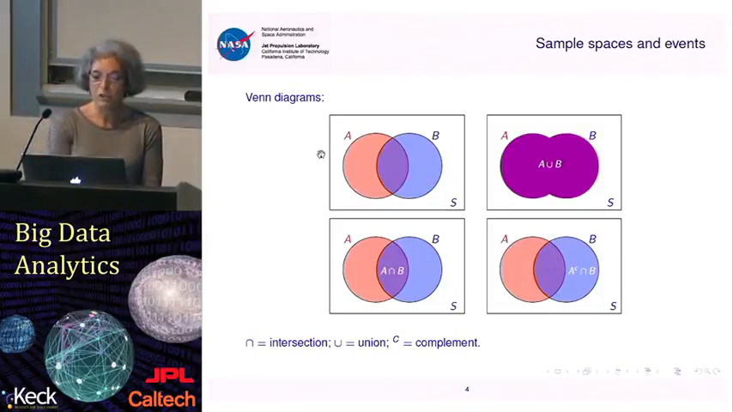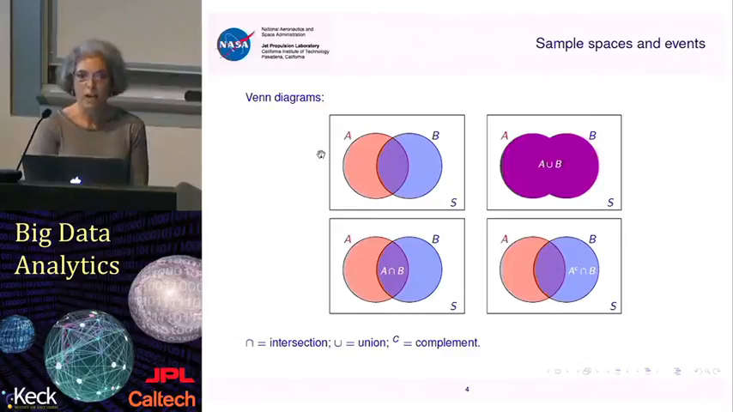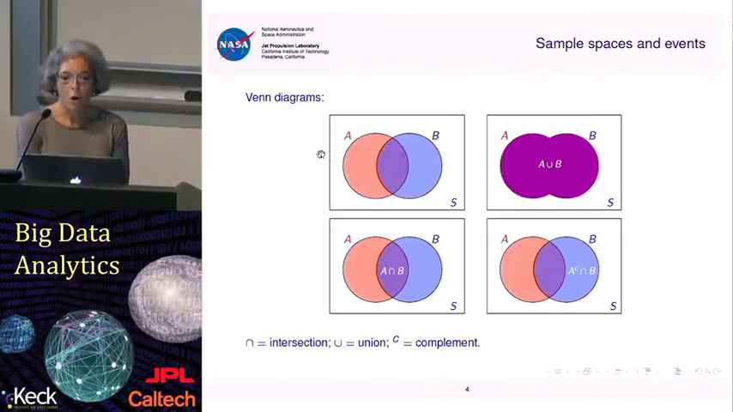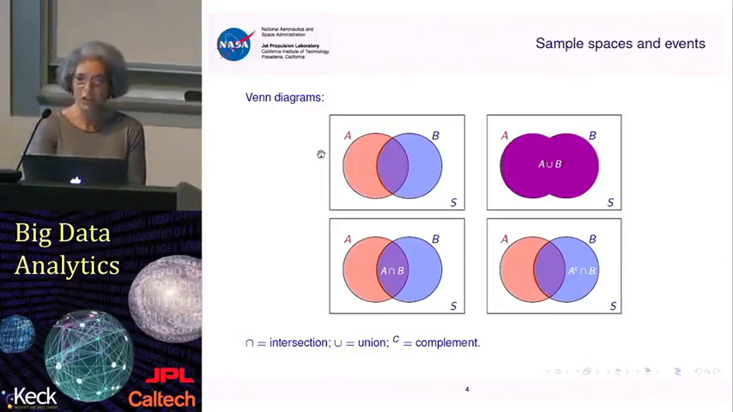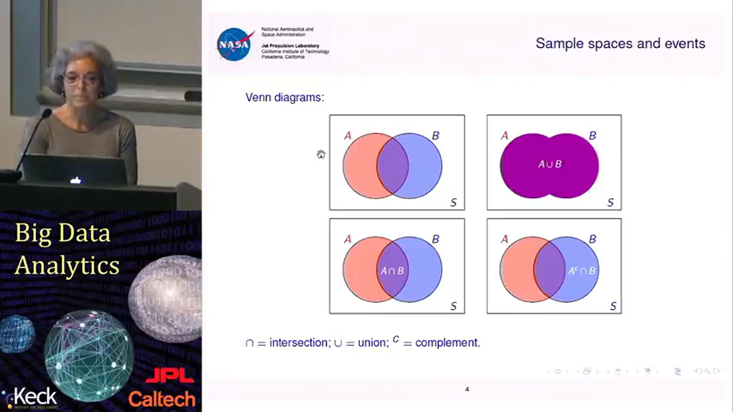For example, the union of A and B, shown in the upper right, are all the elements of the sample space that belong to A or B. I make the mistake that I was about to tell you not to make. Or means that the event that you're interested in belongs to A or B.